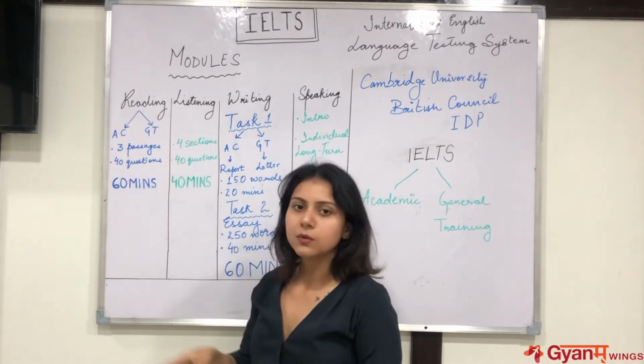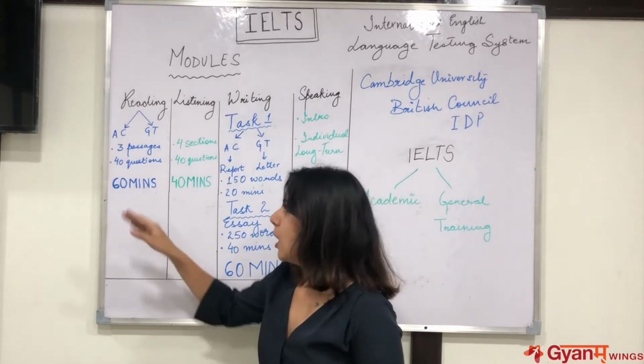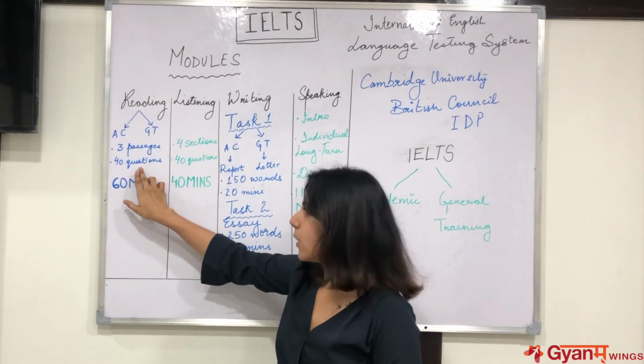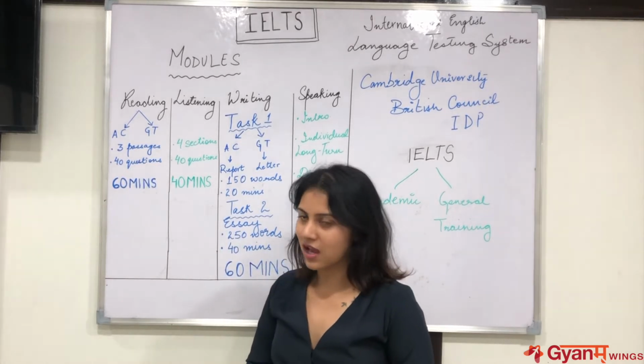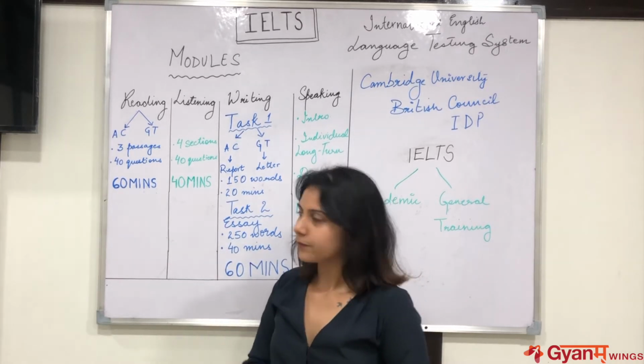The reading is further divided into two, separate for academic and general training. The difference between the two lies in the content of the passage given to you. But overall, both of these have 3 passages and 40 questions divided unequally among the passages. You have to answer these 40 questions within 60 minutes.